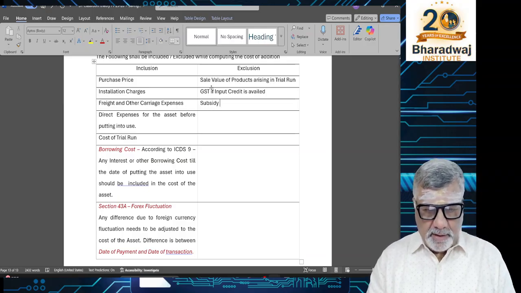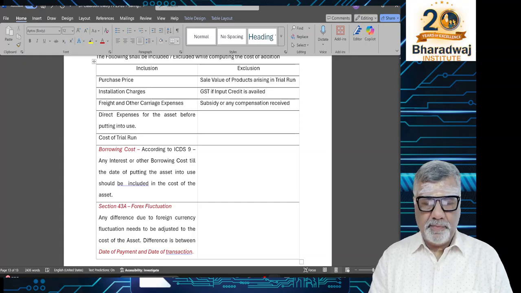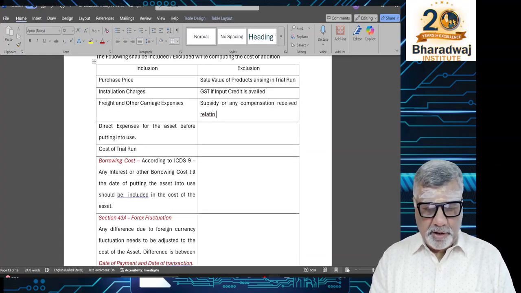Subsidy or any compensation received relating to the asset.